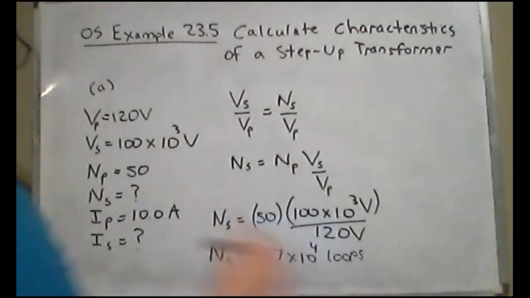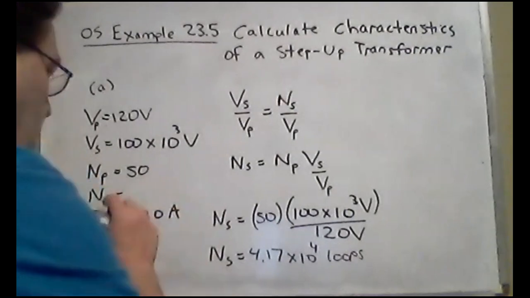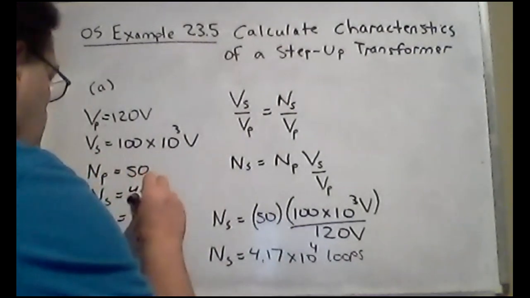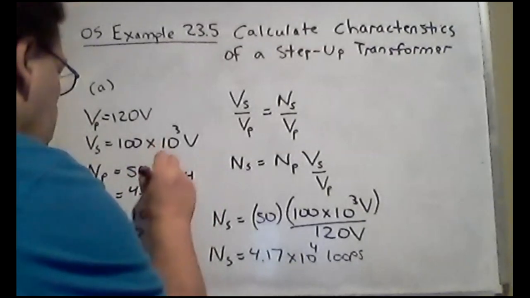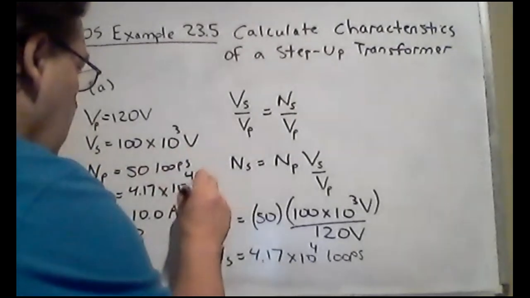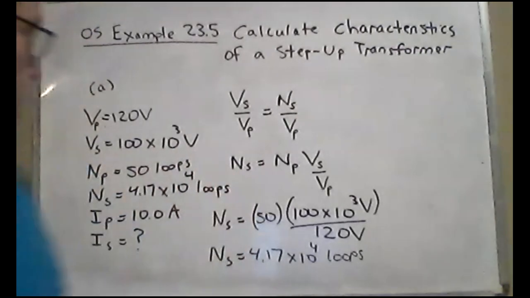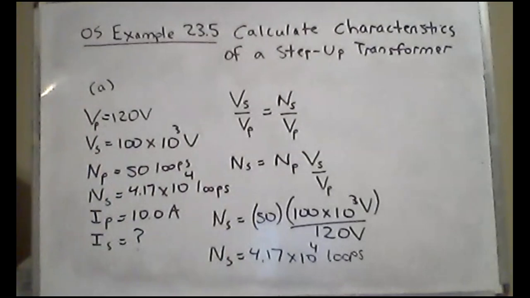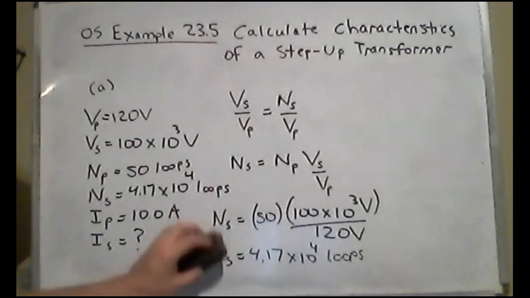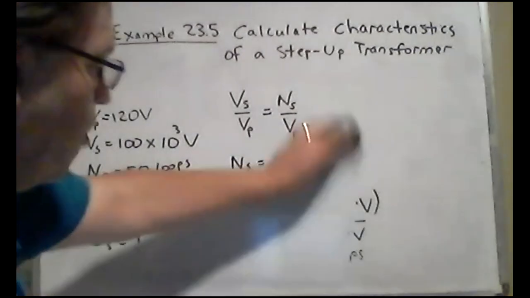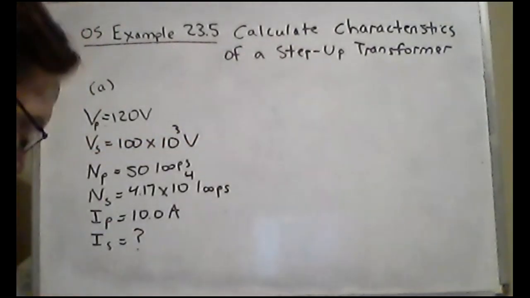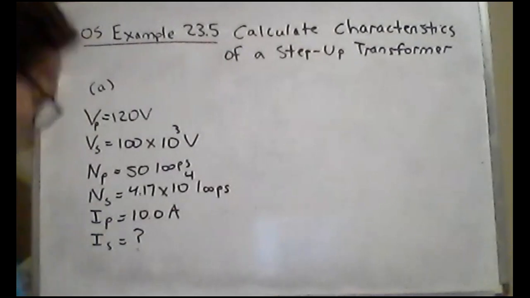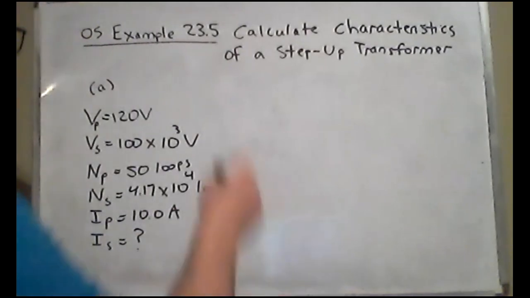All right, so I can write that here now. So now that's 4.17 times 10 to the fourth. I have 50 loops in the input, the primary, that many loops, and 4.17 times 10 to the fourth, right? So I know that much information. Now, given I know more information for part B, I can use more equations now to solve for the primary current. So for part B, I want the primary current.